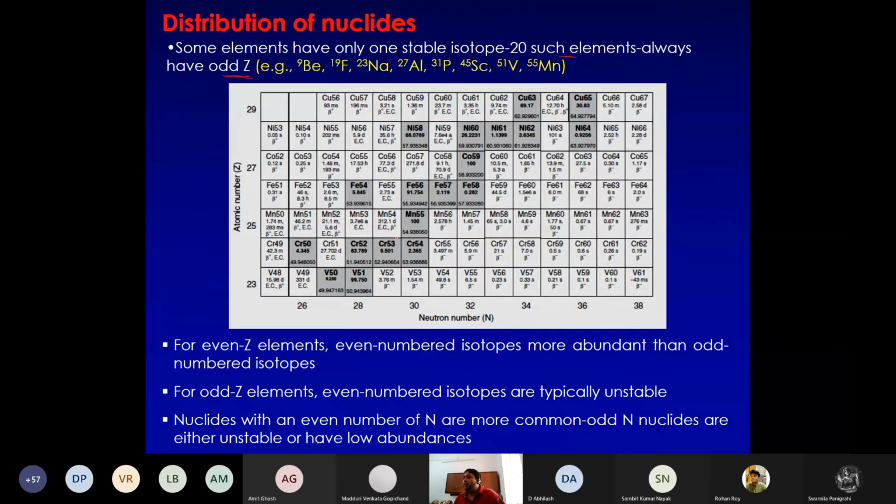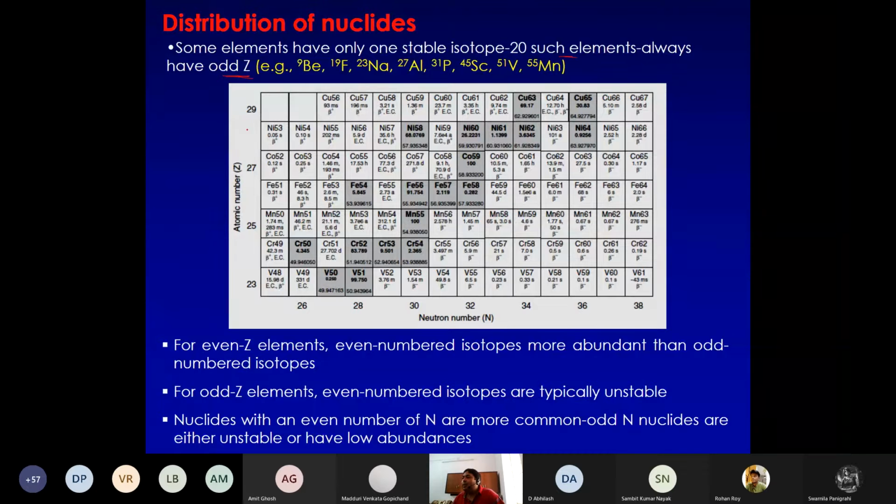atomic number. Some of the examples I've listed here: beryllium 9, fluorine 19, sodium 23, aluminium 27, phosphorus 31, scandium 45, vanadium 51, manganese 55, for example. They will always have an odd atomic number. You can see that, atomic number 55.